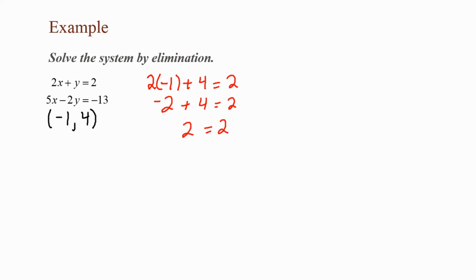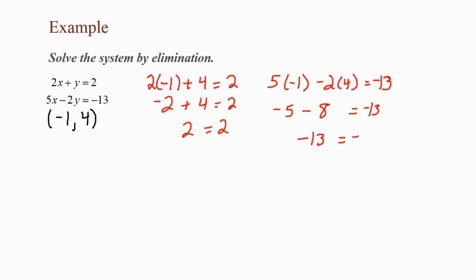Using 5x minus 2y equals -13, substituting into my equation, I have 5 times -1 minus 2 times 4 equals -13. This gives me -5 minus 8 equals -13. So -13 equals -13. I do have the correct answer in -1, 4.